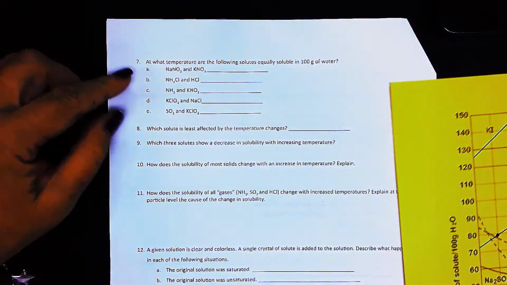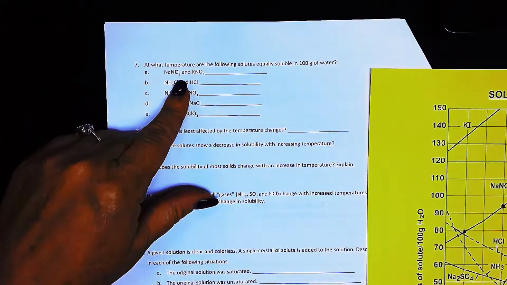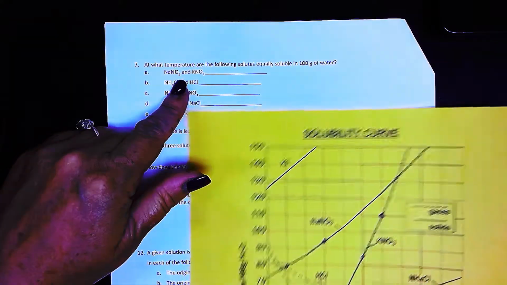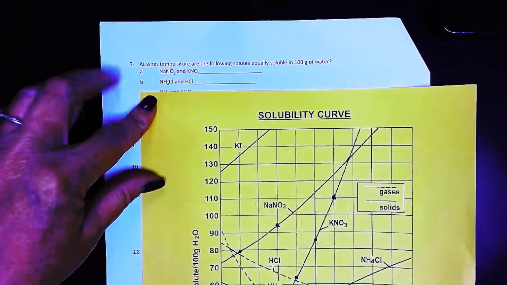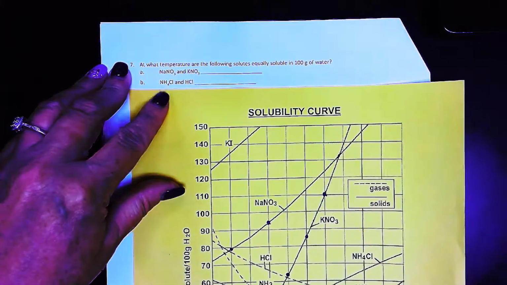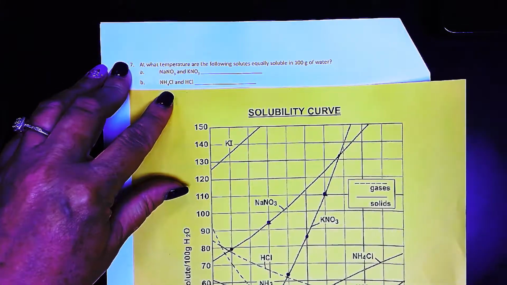So let's look at, oh, that's funny. I didn't read the problem and then I answered that problem when I thought I was doing an example. So let's look at letter B, okay? Letter B, NH4Cl and HCl.